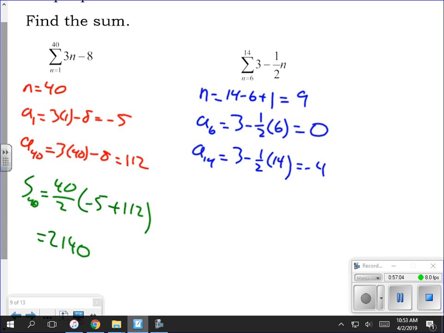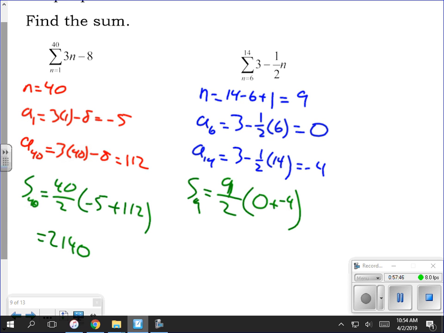So my total in this case, the sum of the middle 9 terms, because it's not the first 9, it's the middle 9. There's 9 in the middle there somewhere. It's 9 divided by 2 times the first number I'm adding plus the last number I'm adding. This one does not go from 1. This one does not start at 1. It starts at 6. So I'm not adding the first 14 terms. I'm only adding 9 in the middle.